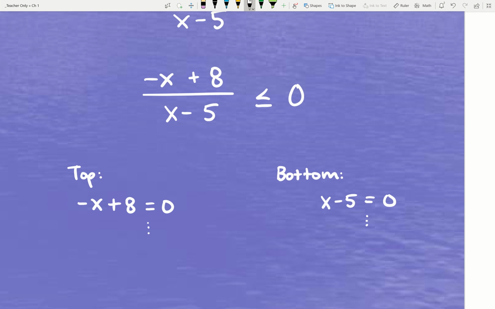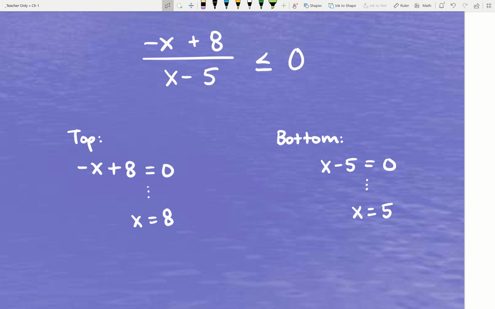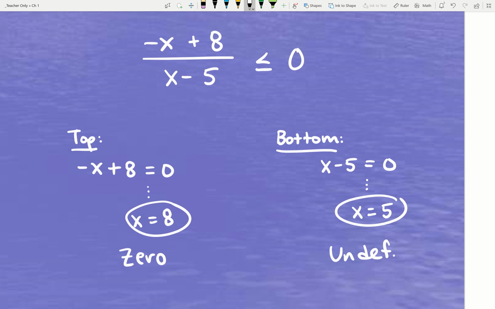I'm just going to go ahead and share with you that x would be equal to 8 over here, and x would be equal to 5 over here. Now, if the top is equal to 0, then that means that this is a value that if you plug it in, the whole rational expression is going to turn into 0. So we call those sorts of things the zeros of the rational expression in general. However, if you set the bottom equal to 0 and you solve, these are things that make the rational expression undefined. So I'm just going to say that here, undefined. And both of these together, these represent the critical numbers that need to go into our sign diagram.